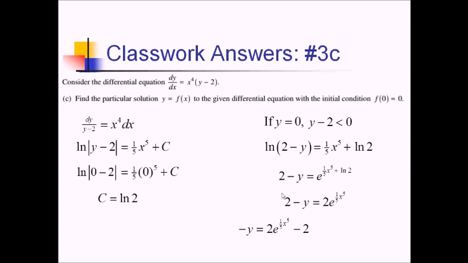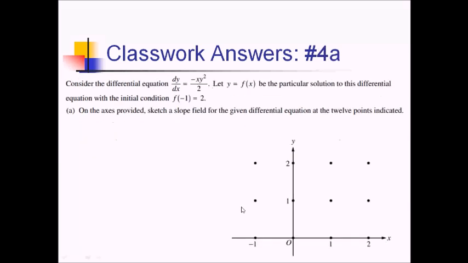So I'm just going to write this as 2 minus 2e to the 1/5 x to the fifth, or negative that plus 2, either way. And then we're done. For this problem, we have this differential equation, and on this part we're just trying to get the slope field for these 12 points.